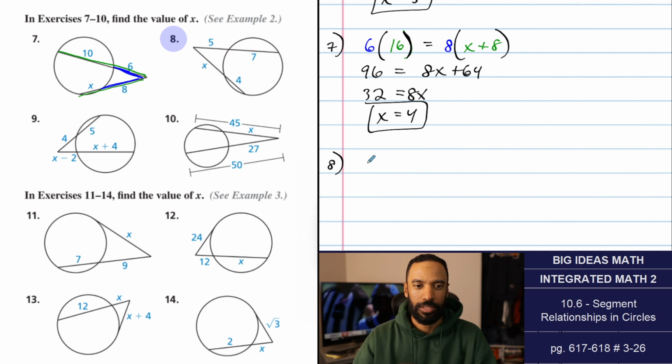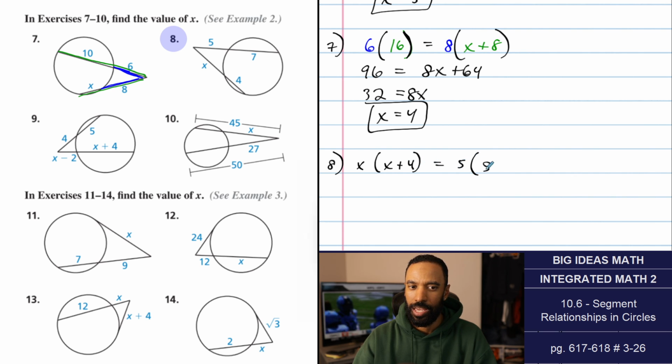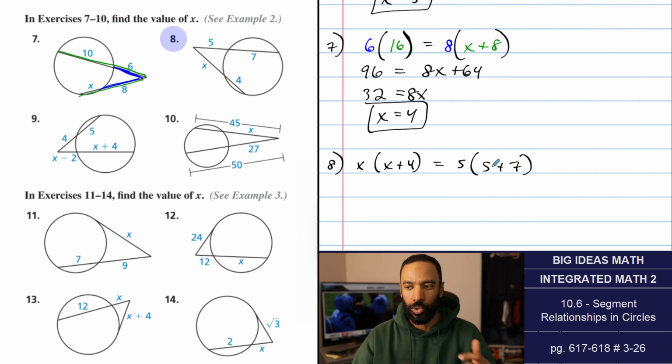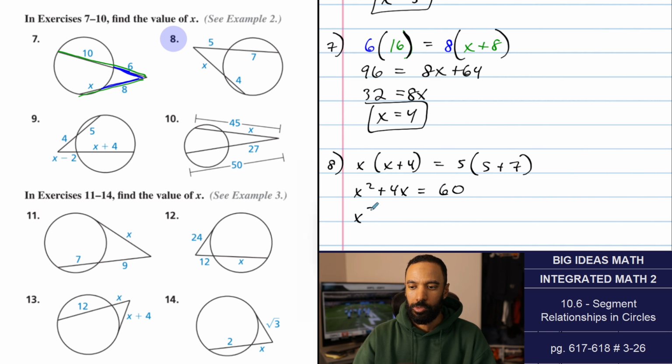Outside times whole equals outside times whole. This time I'll actually write the things out. Let's do x times x plus 4. That's my outside times whole equals 5 times 5 plus 7. I want to ensure that you understand it's that whole thing, not just 5 times 7 and all that. So this becomes x squared plus 4x. 5 plus 7 is 12. 5 times 12 is 60. So this becomes x squared plus 4x minus 60 equals 0.